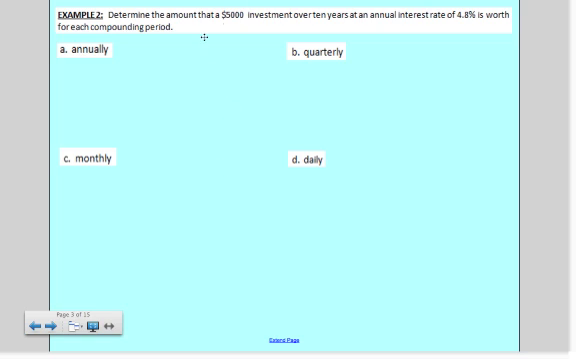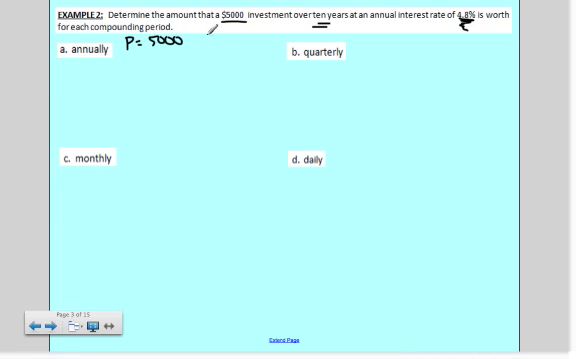Okay, example 2. Determine the amount of a $5,000 investment over 10 years, there's your number of years, at an annual interest rate of 4.8%. Notice that A, B, C, and D are for different numbers of times per year. So let's write down the things that are consistent in the problem. Our principal is 5,000.